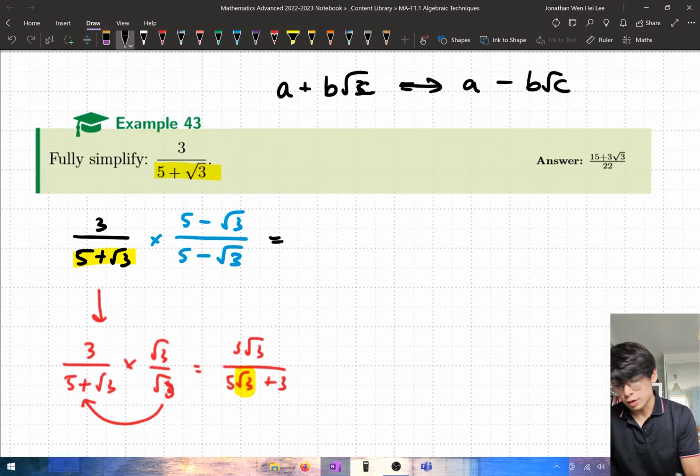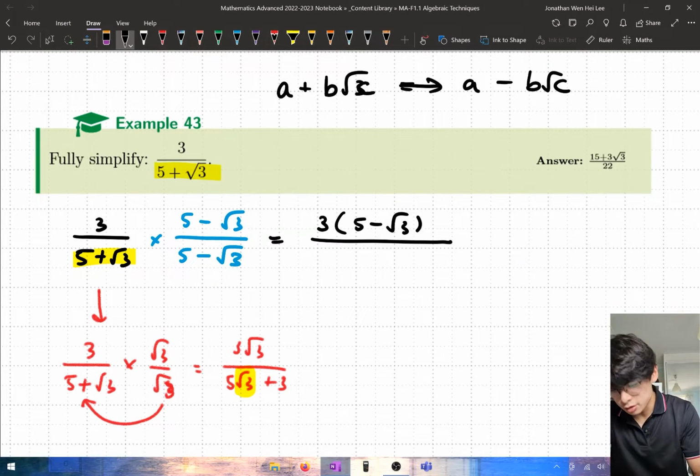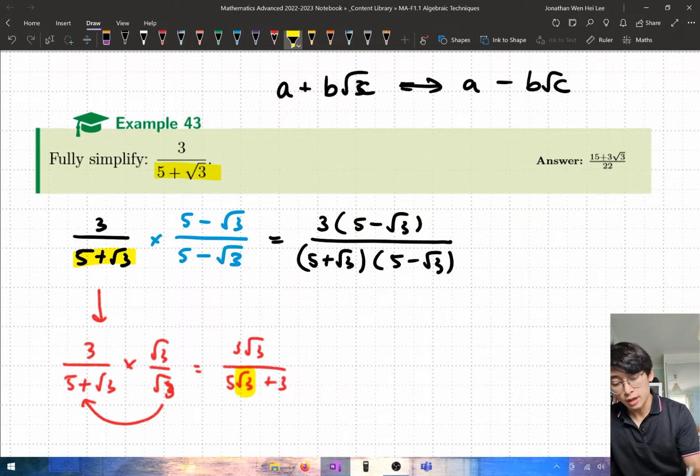So let's just write this out. In the numerator, I'm just going to write this as 3 brackets 5 minus square root 3 to begin with. I'm going to leave it like that for the time being. And in the denominator, I'm going to get 5 plus square root 3 times 5 minus square root 3. Now, if you have a look at the denominator, you might be going, hang on, there's still surds there. But have a look at what we've written in the denominator. This is actually a particular expansion that we've looked at. If you remember, this is called a difference of two squares.